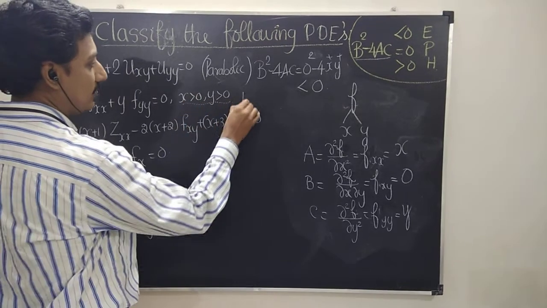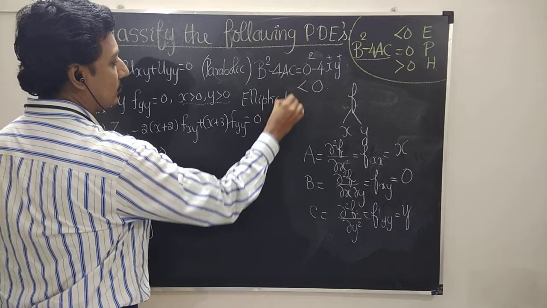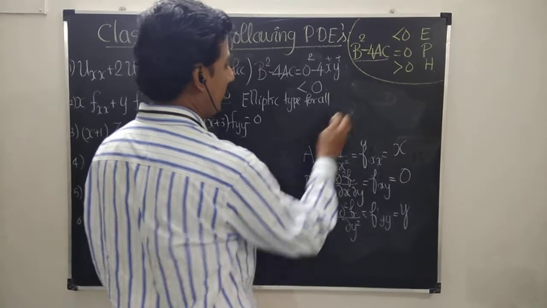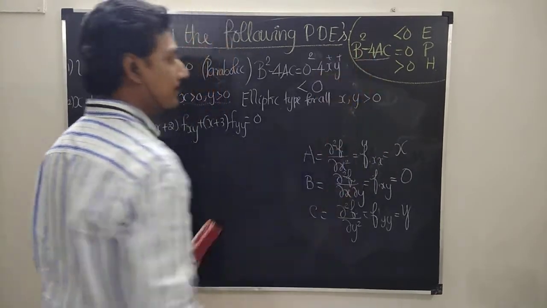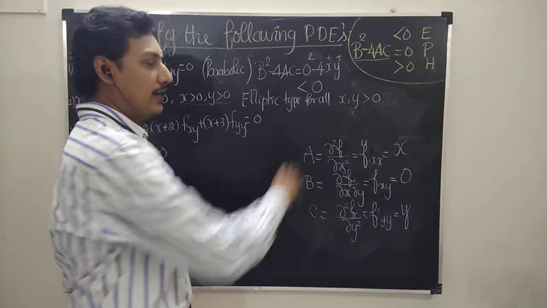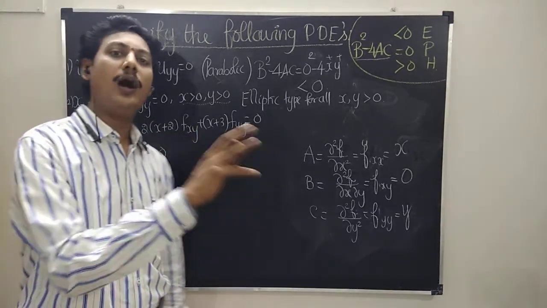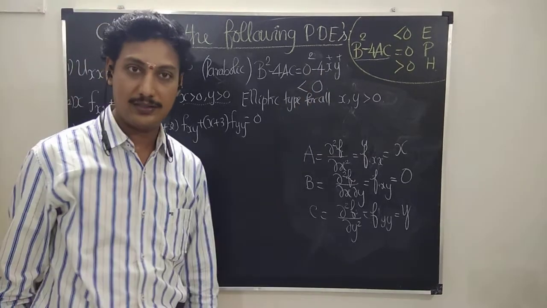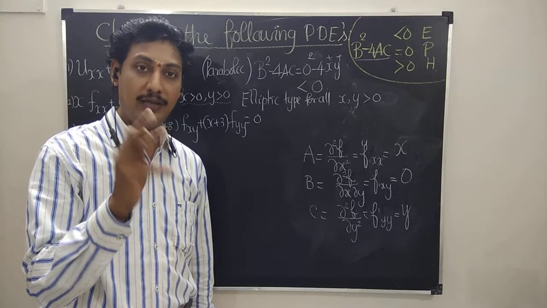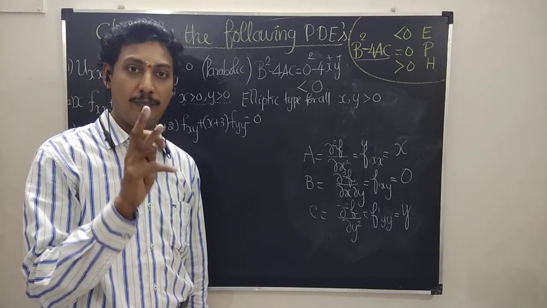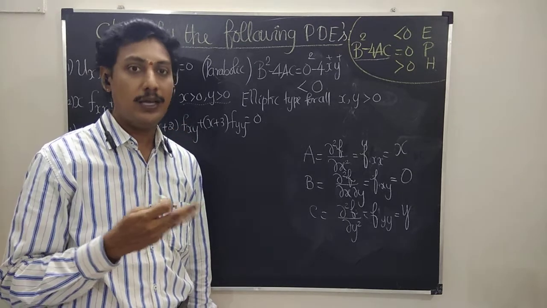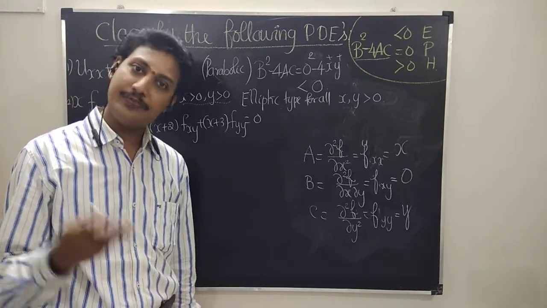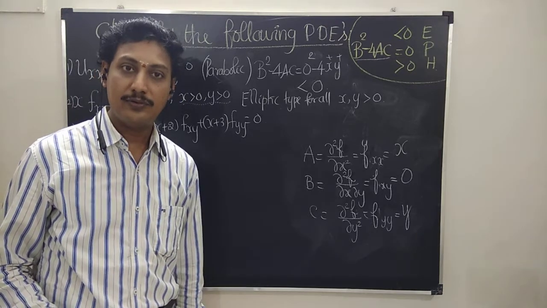So what's the name of this equation? This comes under elliptic type. So this is elliptic type for all x comma y greater than 0. Suppose any one is equal to 0, what happens? Suppose x is equal to 0 or y is equal to 0, or both are equal to 0, this becomes 0. So then it becomes parabolic. So the domain of the variables is very, very important, because that plays a key role in this second order partial differential equation. Depending upon the range of the variables x and y, we may get different types of equations.